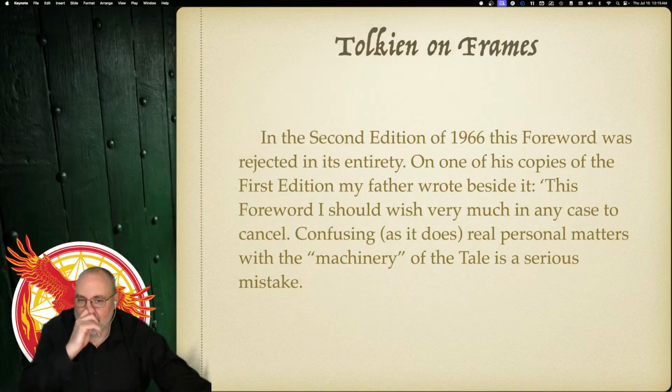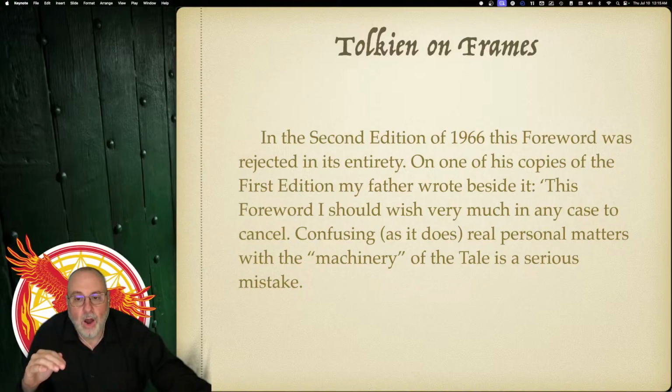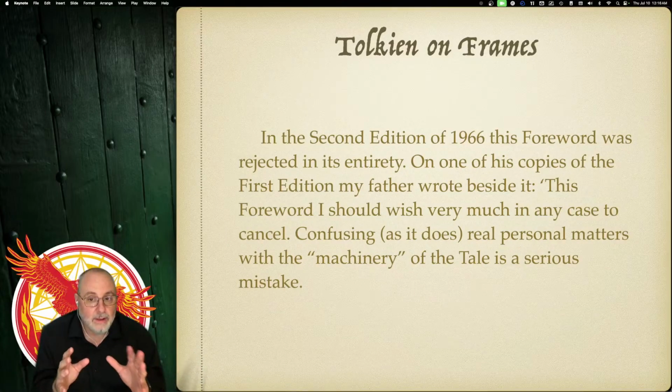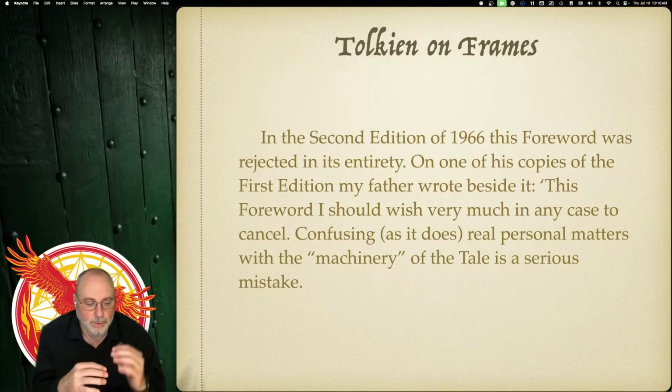A final note on it. In the second edition of 1966, this foreword, that is the first edition foreword, was rejected in its entirety. On one of his copies of the first edition, my father wrote beside it, "This foreword I should wish very much in any case to cancel. Confusing as it does real personal matters with the machinery of the tale is a serious mistake." And there it is. In that, if you remember, Christopher gives the full text of the original foreword, or much of it.